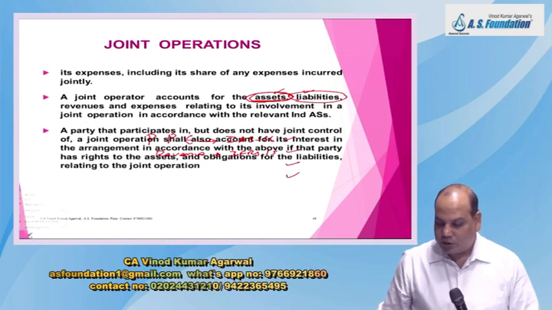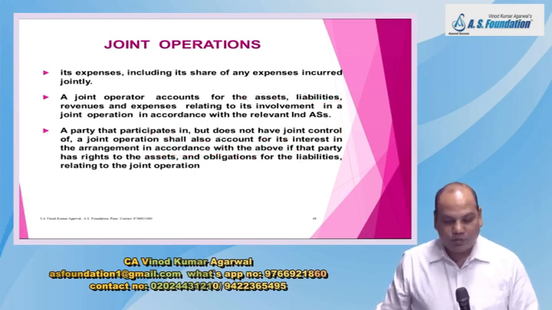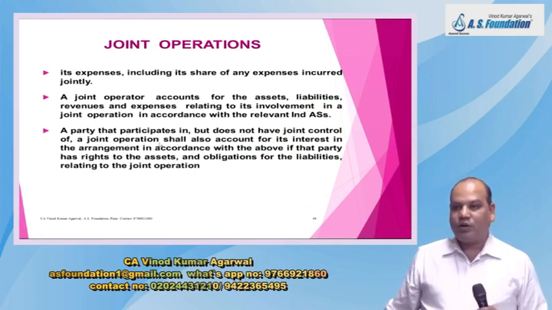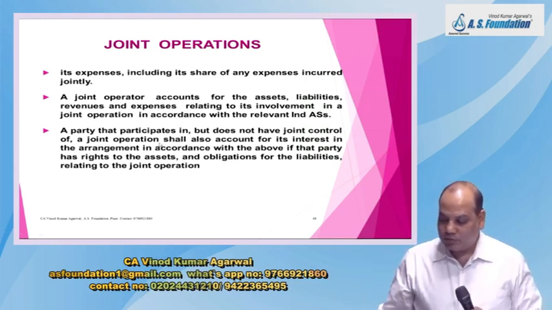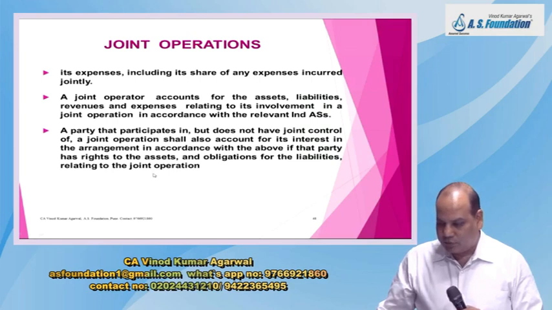What about those parties that participate in it but do not have joint control of a joint operation? We shall also do the same accounting. They shall also account for their interest in the arrangement in accordance with the above, if that party has the rights to assets and obligations for liabilities relating to the joint operation. So even these other parties will also apply similar accounting.